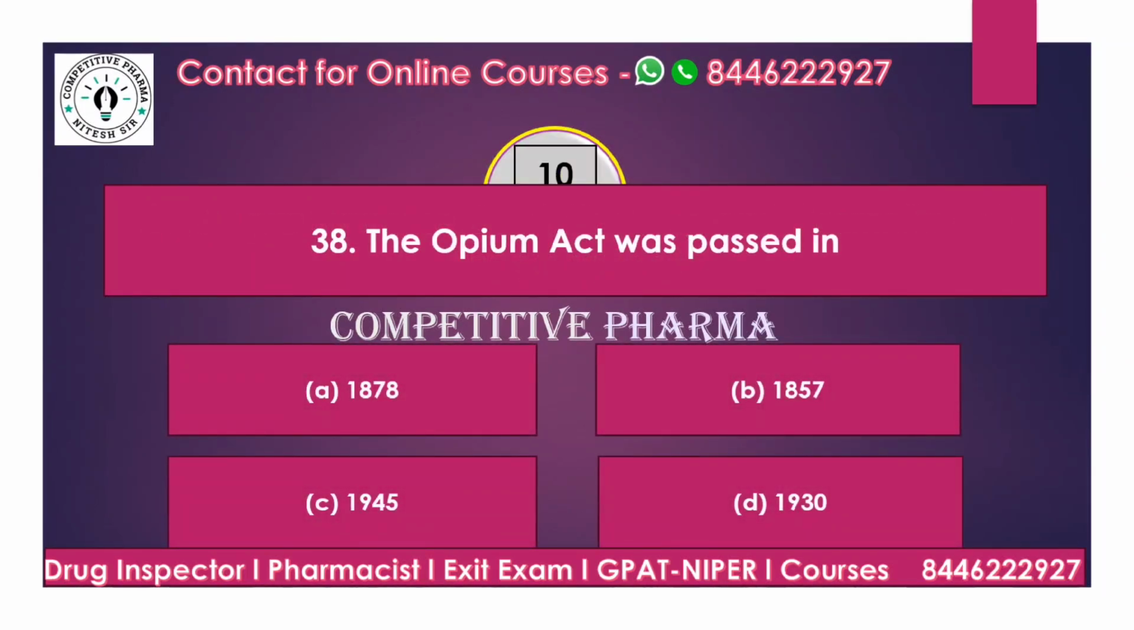The Opium Act was passed in: A. 1878, B. 1857, C. 1945, D. 1930. Correct answer is option B, 1857.